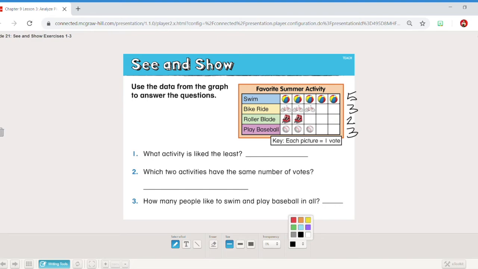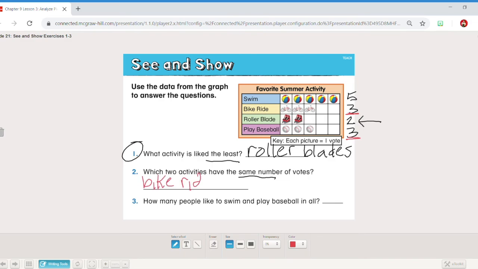The least, it says number 1, what activity is the least popular? And that looks like the smallest number, which is rollerblading. I love to rollerblade, but it's really tricky, so I see why it could be the least favorite. Number 2 says, which 2 activities have the same number of votes? Well, I see the same number twice. I see it here, and I see it here, which means bike riding and baseball are the same. So we'll write bike ride plus baseball.